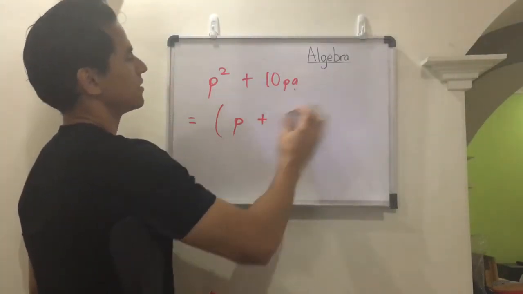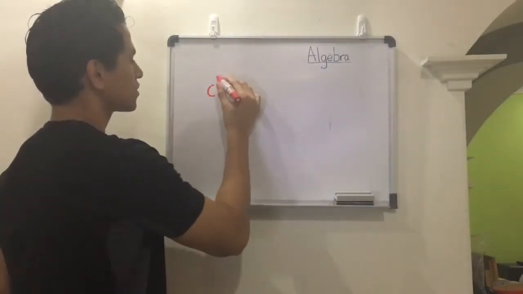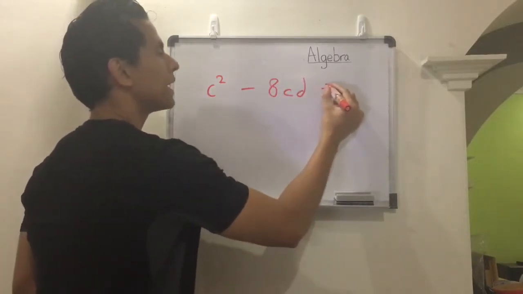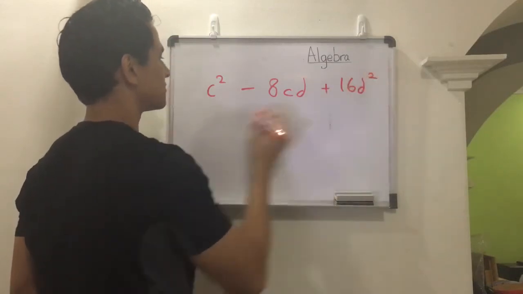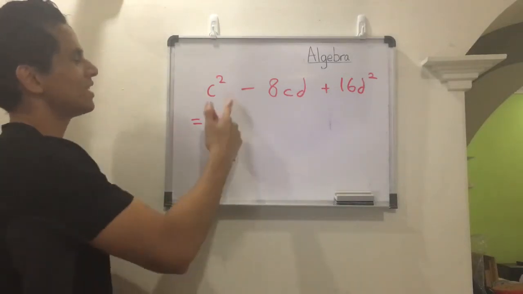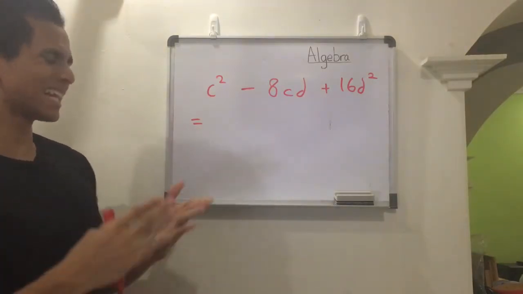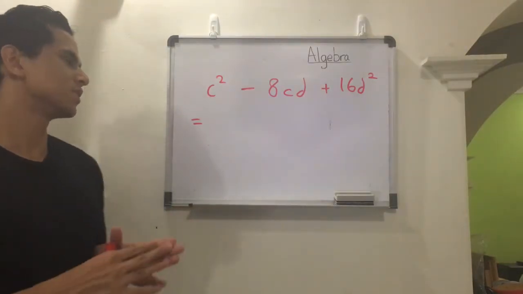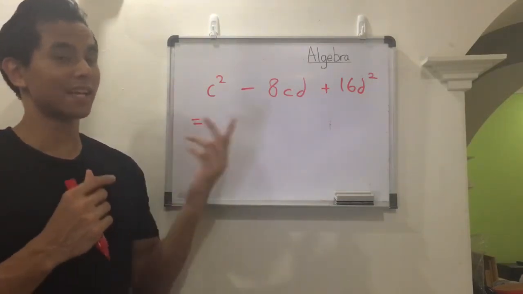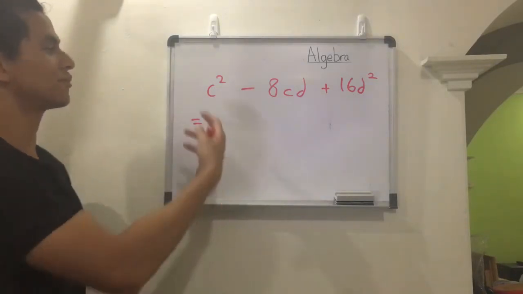So third example now. Suppose we had c square minus 8cd plus 16d square. Now, how? Slightly different, right? We have this positive, negative, positive. It's no longer 3 positive. So therefore, likely we won't be using the first identity anymore. So what? Second identity or third identity? Yes, the second identity. Because the third identity gives us a result of 2 terms. Here we have 3 terms.